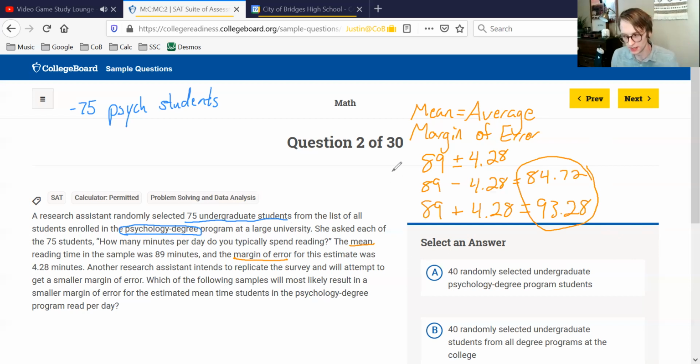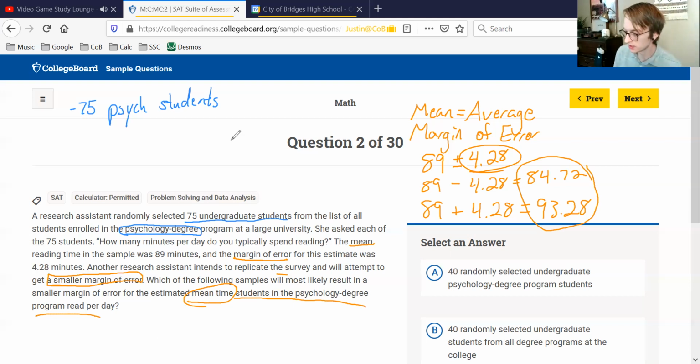Okay, so let's go on and see what this question is going to ask us with this information. Another research assistant intends to replicate the survey and will attempt to get a smaller margin of error. This is the important part of the question. We want to take this number here, 4.28, and make that smaller. Which of the following samples will most likely result in a smaller margin of error for the estimated mean time students in the psychology degree program read per day? What a sentence at the end of that. So we're looking at the average time students in the psychology degree program read per day, and we want a smaller margin of error.